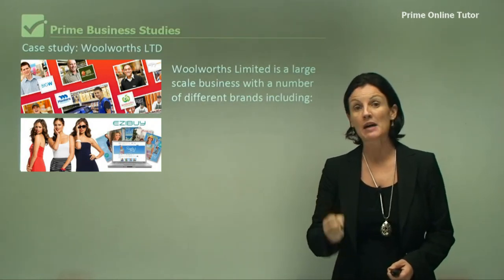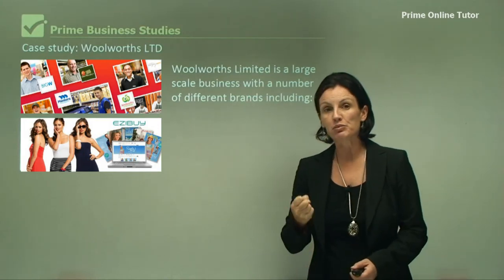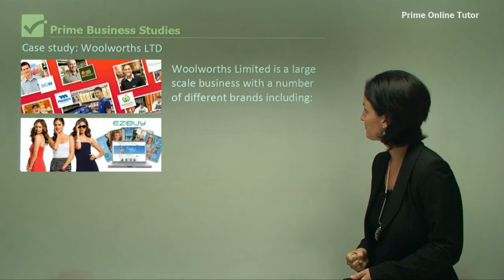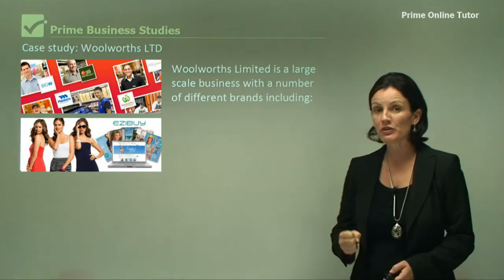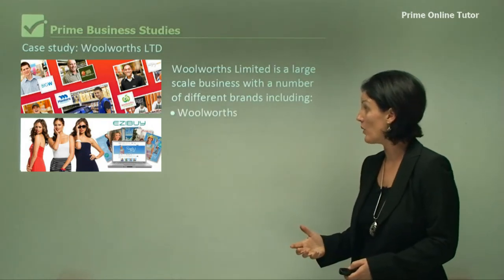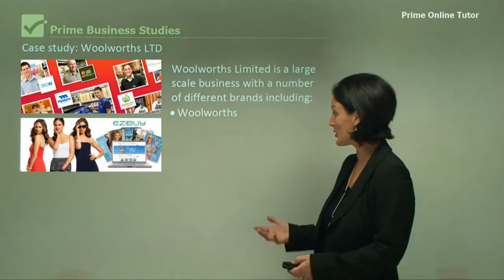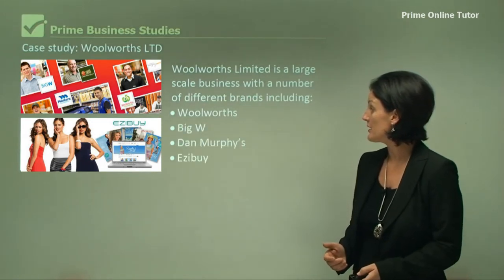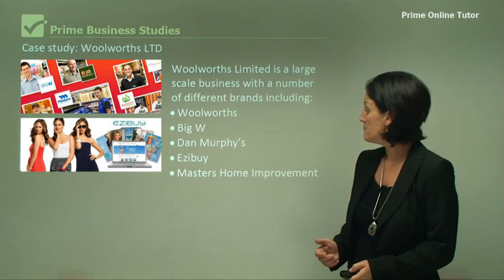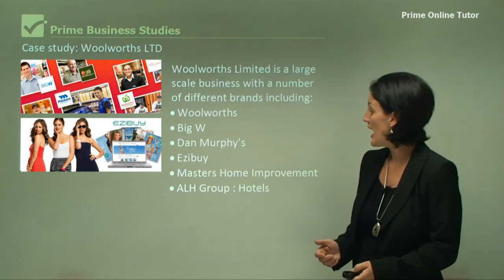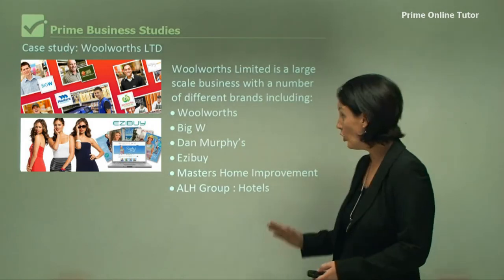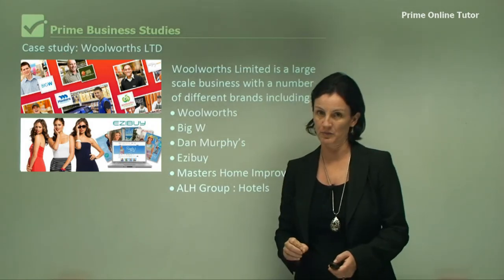Now let's have a look at Woolworths, because Woolworths have a major competitor, which is Coles, and they wanted to become a market leader. They brought in technology to get that competitive advantage. They have a number of different brands which you may not be aware of. Obviously we have Woolworths, which is a supermarket. We have Big W, Dan Murphy's, Easy Buy, Masters Home Improvement, and ALH Group, which is a hotel group. So all those businesses are under the Woolworths ladder.